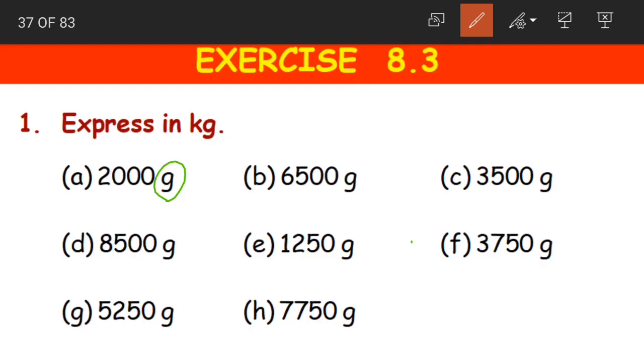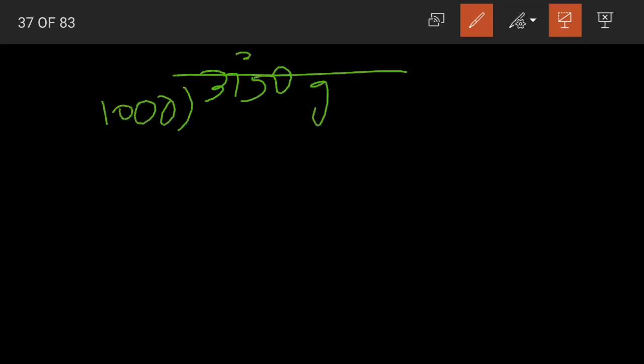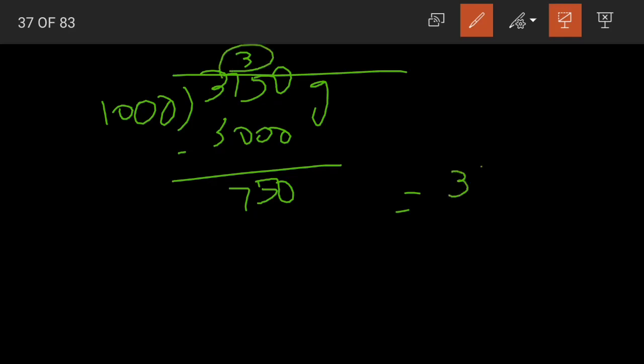So if we look at, say, example F, question F, 3750. We have to divide it by 1000. 1000 3s are 3000. When we subtract, 750 is remaining. So what will be the answer, children? 3 kilograms plus 750 grams. The remainder will be in grams.